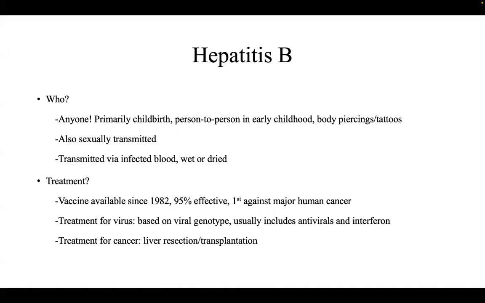So again, who can get hepatitis B? Anyone. And the high risk behaviors like high risk sexual practices, getting into contact with body fluids, infected blood, whether wet or dried, person to person in early childhood, especially through body piercings and tattoos. So those are some of the transmission dynamics for hepatitis B. And treatment: it was the first major human cancer that can be prevented by vaccine. So treatment is also genotype specific, and it involves antivirals and interferons. For people who've already developed cancer, liver resection or transplantation is done.